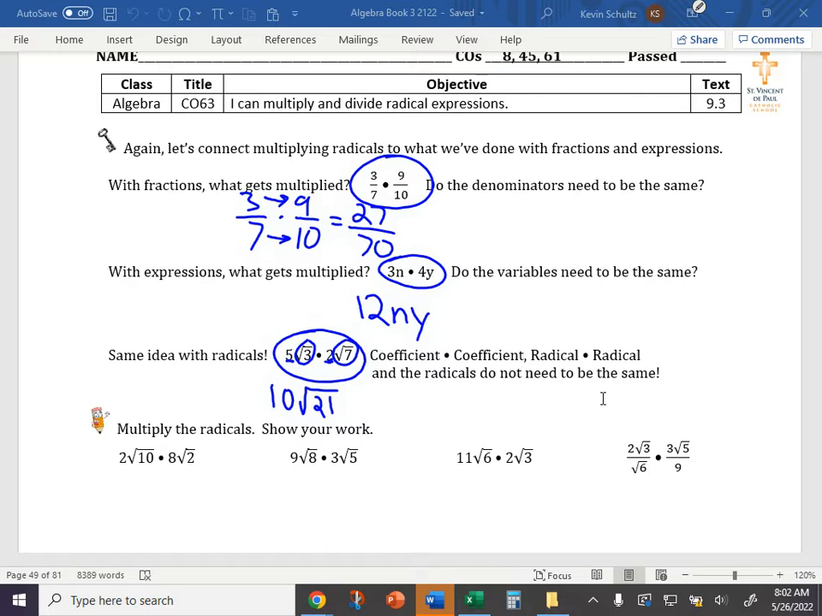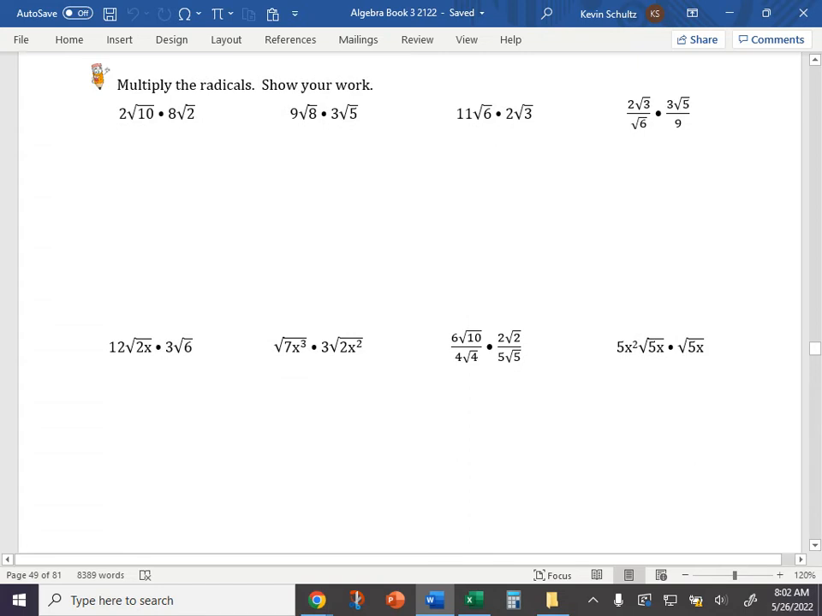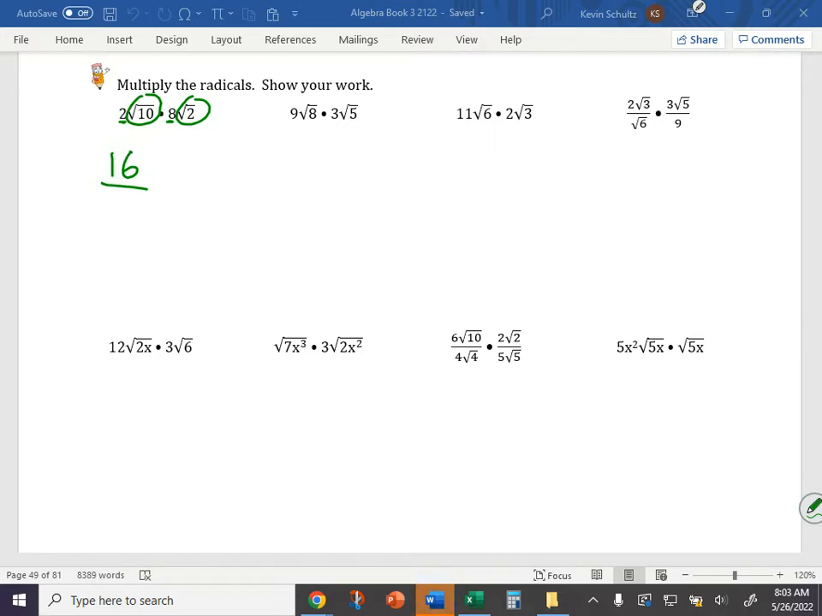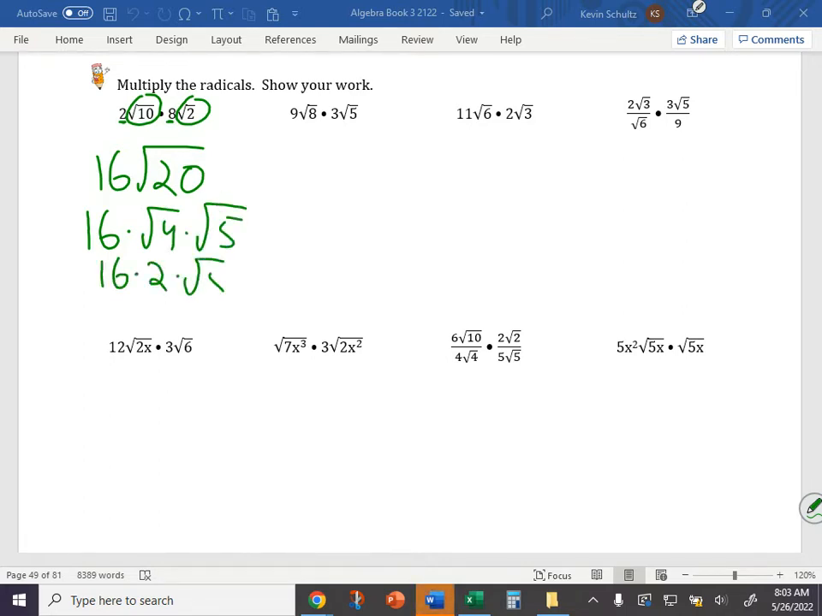Okay. So down in the practice section here, our first one, we've got 2 times 8, those coefficients. Then we have our root times our roots, which do not need to be the same, thankfully. Because we can multiply them. And we do indeed get 16 root 20. Can we simplify, Jack? How? Yes. You can find the factor pair of 20, which is 4 and 5. Good. Then simplify the 4 to be a 2. Then you multiply the 2 by the 16 to get 32. And 32 root 5 would be your final answer.